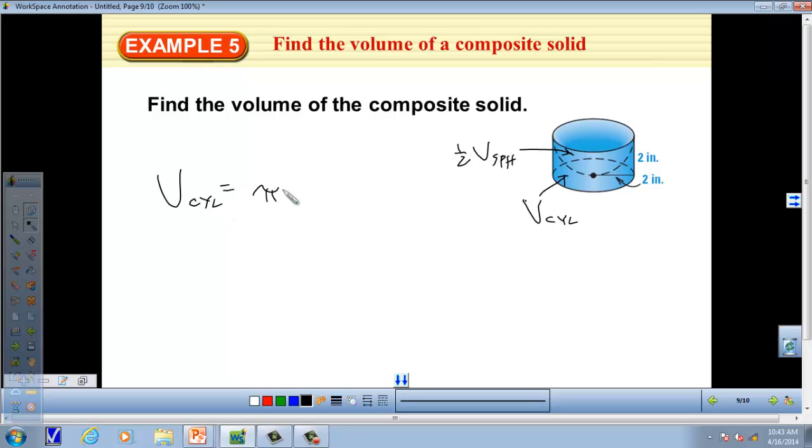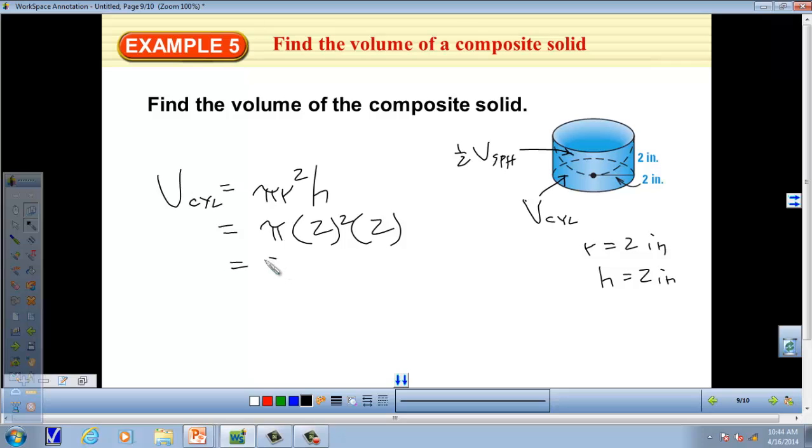Remember, this is pi r squared times the height. In this case, our radius is 2, and our height is also 2 inches. So in this case, we would have pi times 2 squared times 2. That's 2 squared is 4 times 2 is 8. So we get 8 pi here. And we're going to leave that as 8 pi because we want to wait until the very end.